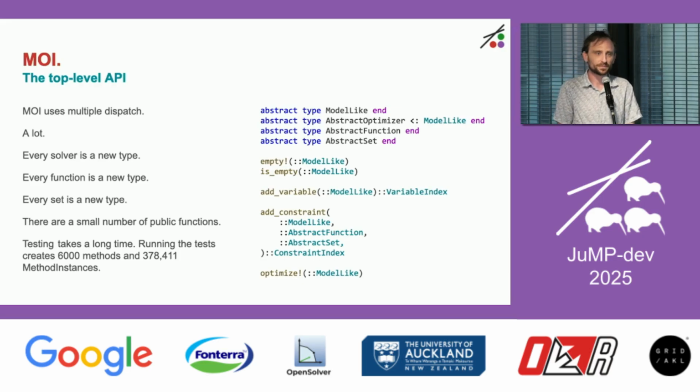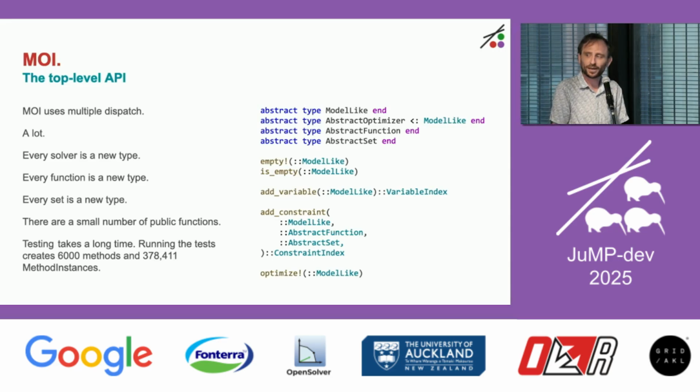MOI is written in Julia, and we use multiple dispatch a lot. So every solver is a new type. Every function is a new type in Julia. Every set is a new type in Julia. There are attributes that are different types. And they all overload a very small set of functions, but we make many different overloads or methods of a single function. So there's like add constraint, which takes in a model, a function, and a set. But then for every optimizer, for every model, for every function and set that it supports, there's a different method that we add.